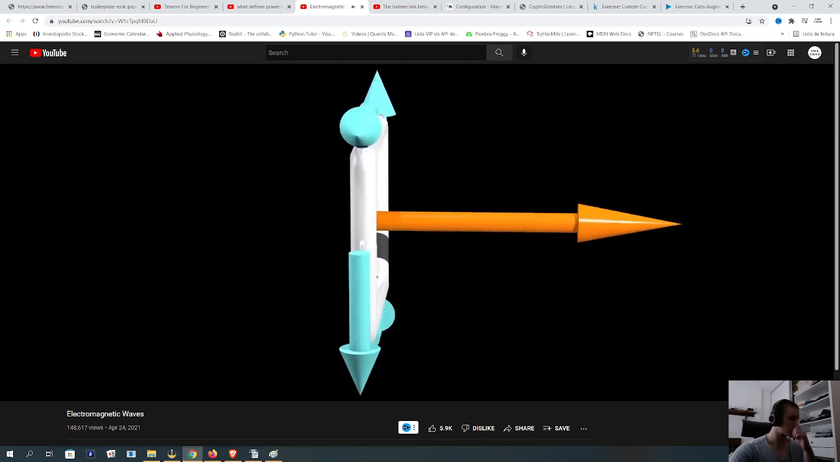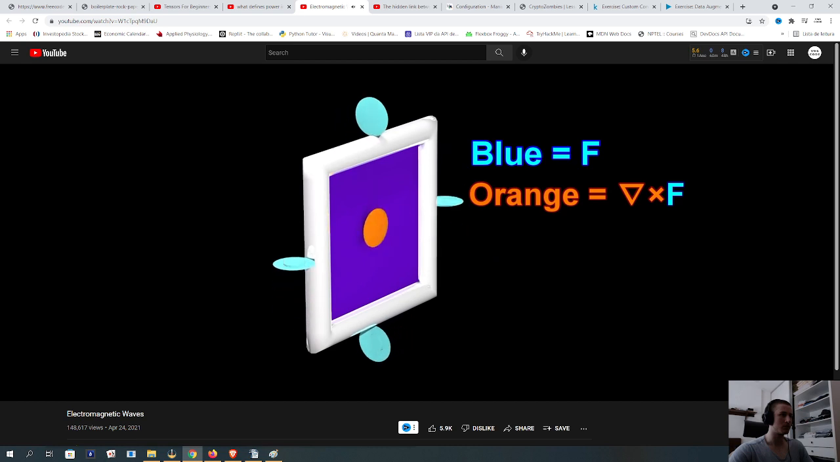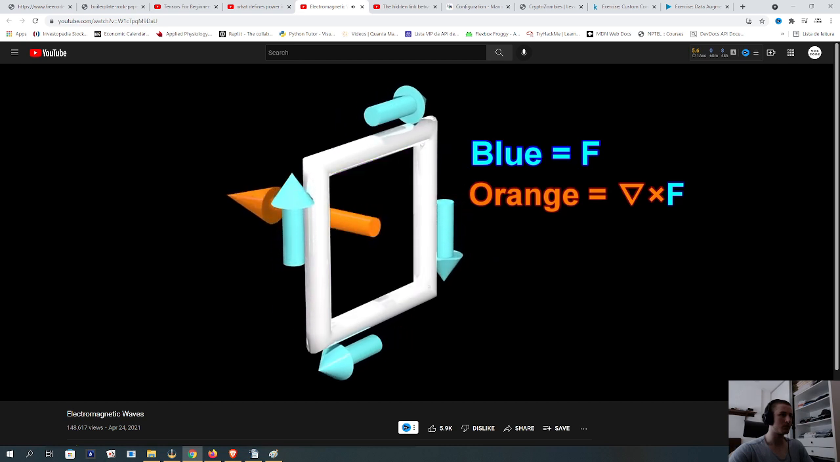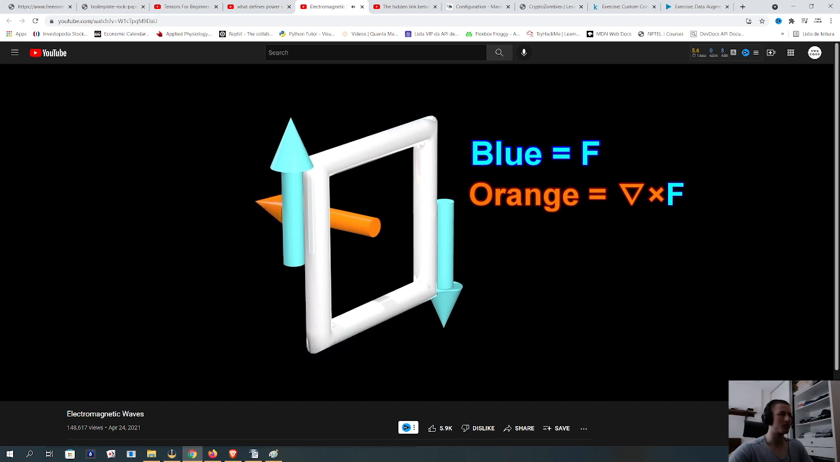The blue arrows describe a vector field, which we will call F. The orange vector is the curl of F. As the vector field changes, the curl changes as shown. Let's set 2 of the 4 field vectors to 0. As the 2 remaining field vectors change, the curl changes as shown.